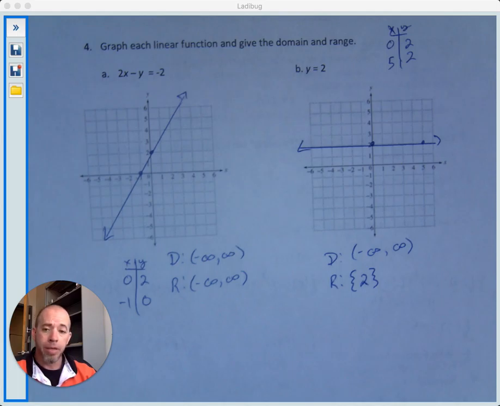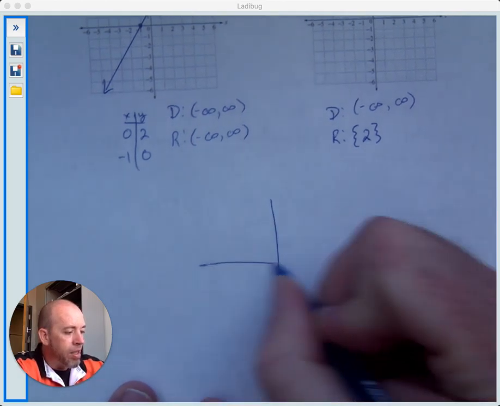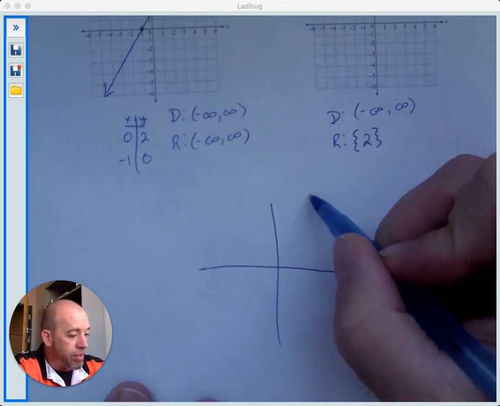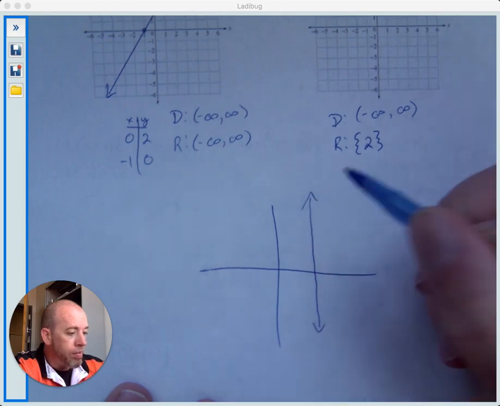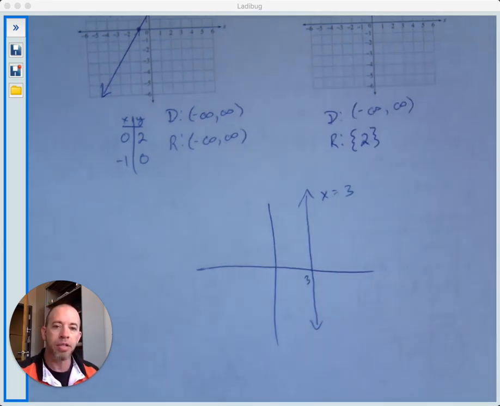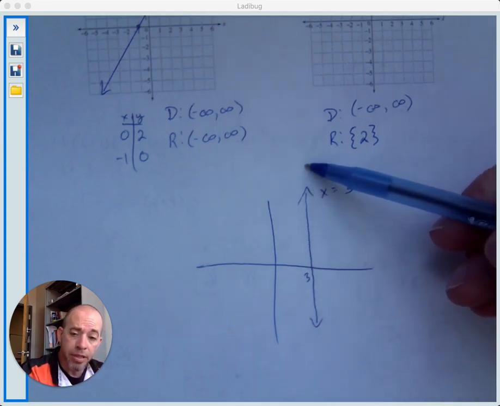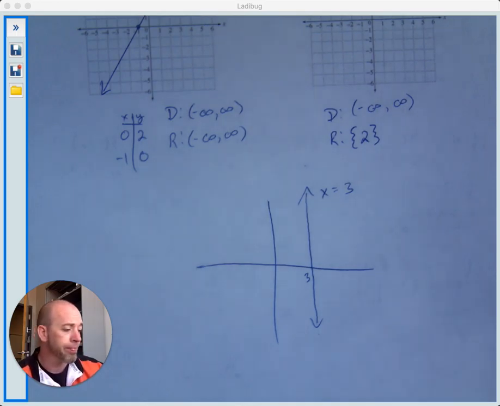Now, it may make you wonder, those of you who are critical thinkers may be thinking to yourself, well, what about vertical lines? Are they functions? So maybe down below here, I'll look at just one other thing. Let's say we have a coordinate plane. That's pretty ugly, but let's say we have a vertical line. Maybe this is 3. Let's say we have x equals 3. That's a vertical line, right? Definitely not a function. It would not pass the vertical line test because we could draw a vertical line through that vertical line that would hit multiple points.